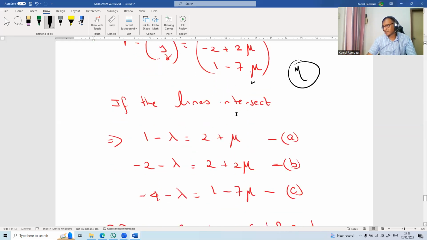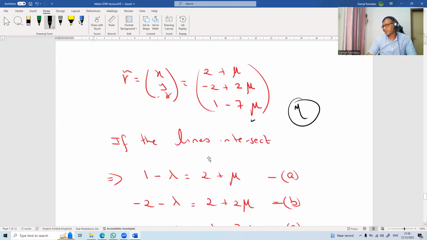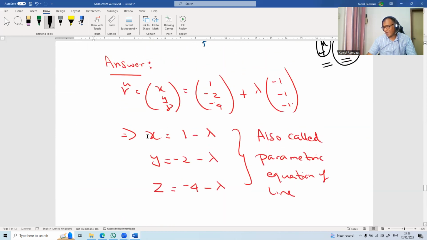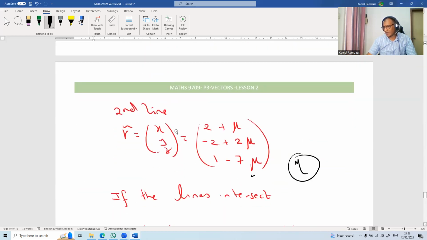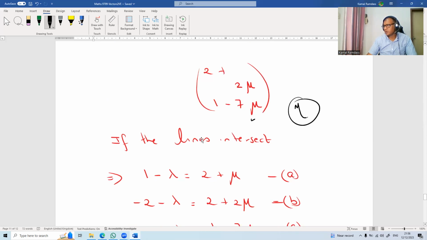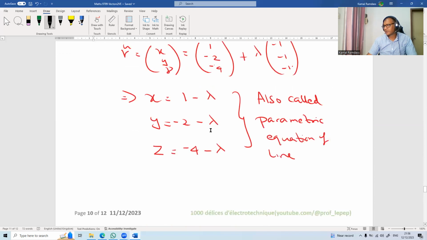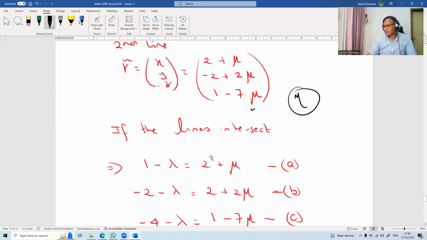If the lines intersect, the x, y, z of one equals the x, y, z of the other. That means we have two unknowns and three equations. I take any two equations and solve simultaneously. 1 minus lambda is equal to 2 plus mu, minus 2 minus lambda is equal to minus 2 plus 2 mu.